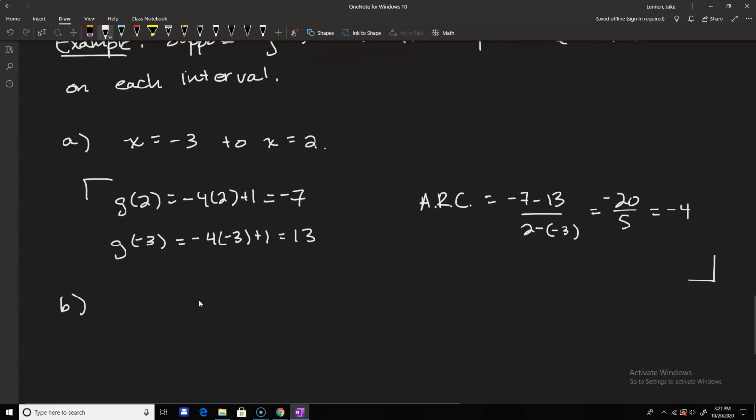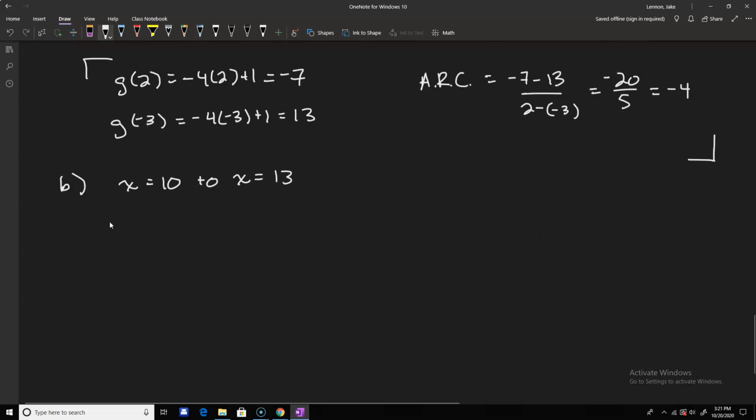Let's do another interval that's wildly different. Let's say x equals 10 to x equals 15. The other one was 5 apart. Let's pick a different interval. Let's say 13. I just want to choose a different width.